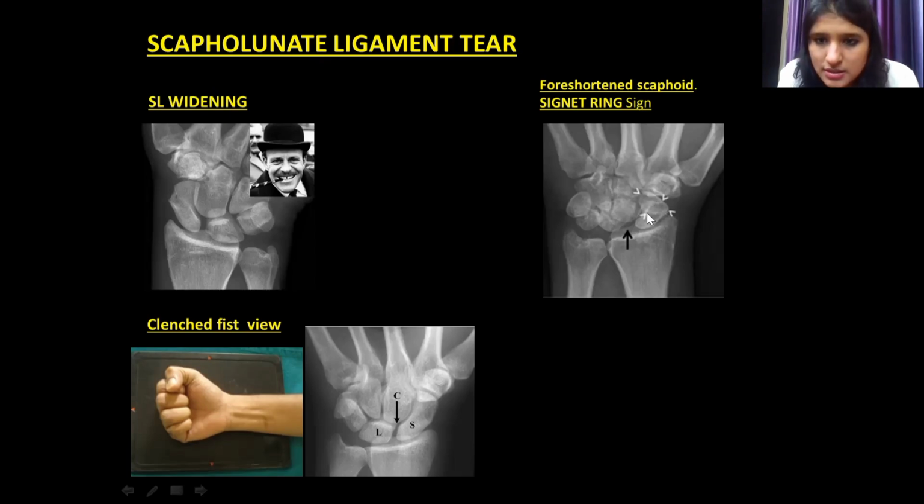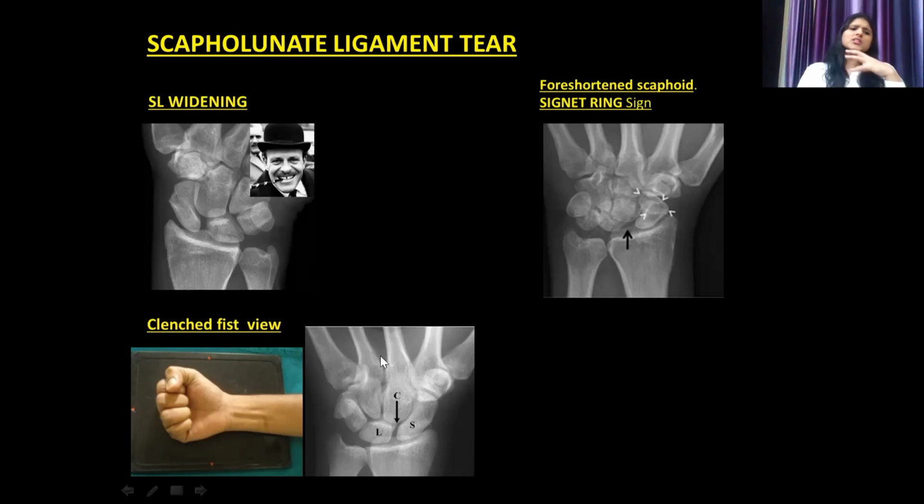And then if you can see, there is a ring-shaped projection over here, which is because of the rotation of the scaphoid, and because of this rotation, when seen end on, it resembles a signet ring. Hence, this sign is known as the signet ring sign.